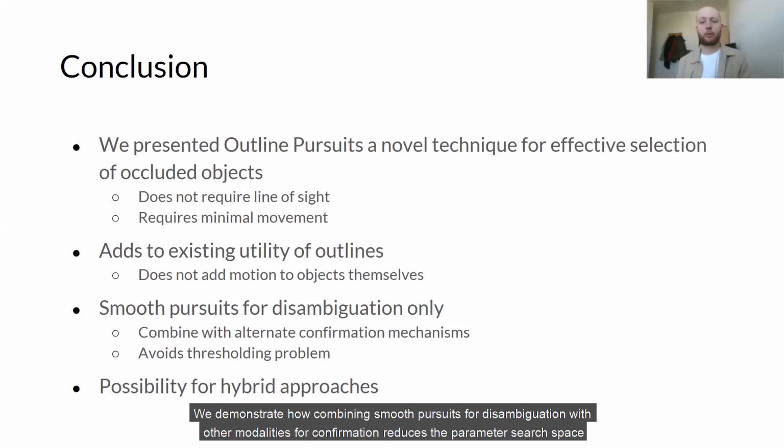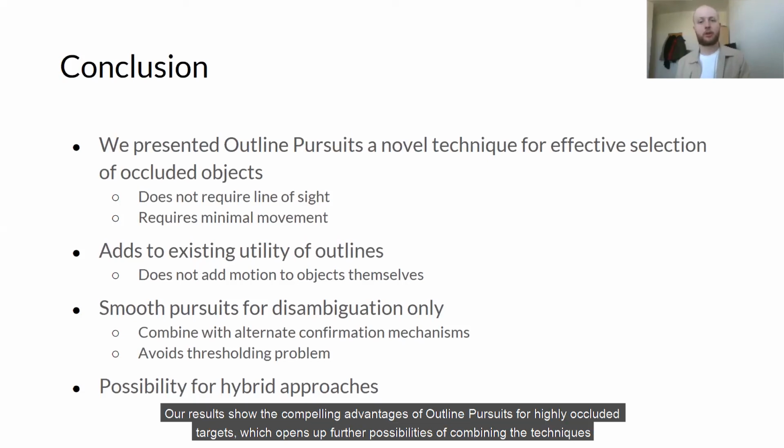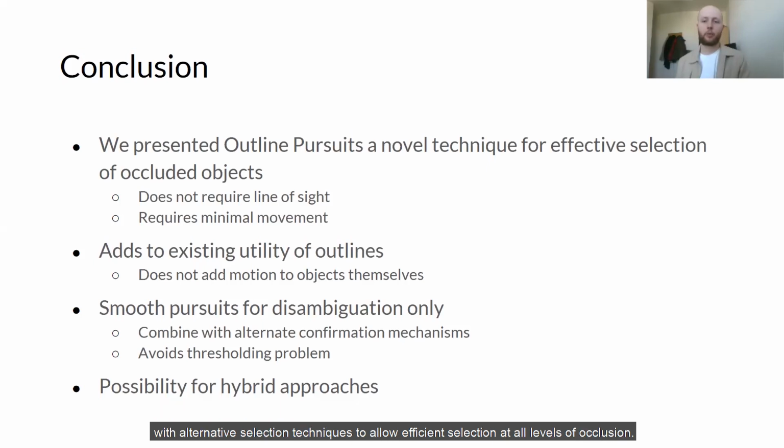We demonstrate how combining smooth pursuit for disambiguation with other modalities for confirmation reduces the parameter search space and risk of accidental activations, while providing more opportunities for the provision of feedback. Our results show the compelling advantages of outline pursuits for highly occluded targets, which opens up further possibilities of combining the techniques with alternative selection techniques to allow efficient selection at all levels of occlusion.